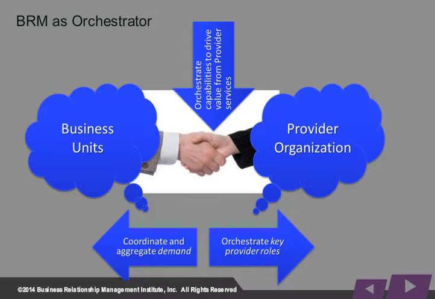The second aspect is to coordinate and aggregate business demand for the business partner. The point here is that the business partner, particularly in a large enterprise, is likely to be a complex organization with many departments, sections, and teams, each with its own particular needs. BRM should understand and, in a sense, simplify it in order to be able to communicate specific needs to the provider. The third aspect of BRM as orchestrator is to orchestrate key provider roles on behalf of the business partner. For example, enterprise architecture, subject matter experts, project managers, and program managers.